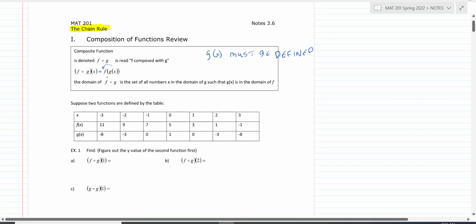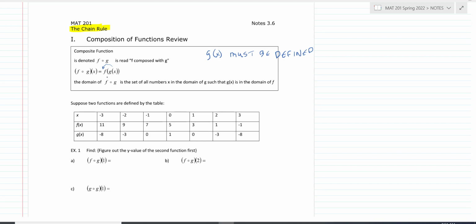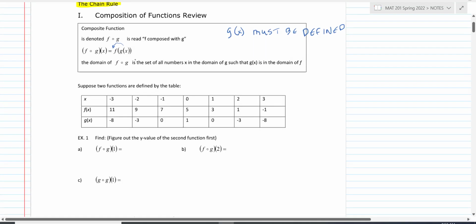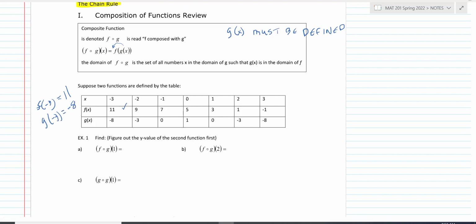A good way to develop the idea and just review the idea of composition of functions is just look at a table like I've got here. So the idea is I'm given different x values. I'm given what the value of f of x is, what the value of g of x is. They're always defined. So what this means, if you read this, this would be f of negative 3 is equal to 11, and g of negative 3 is equal to negative 8. So that's how you read that table.